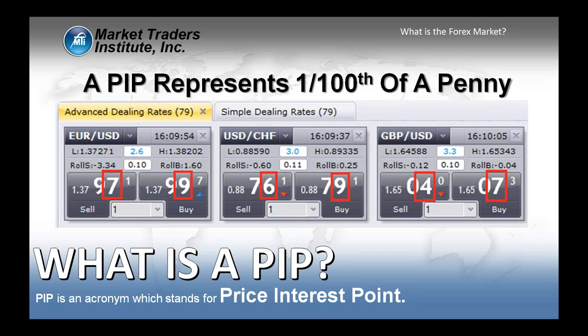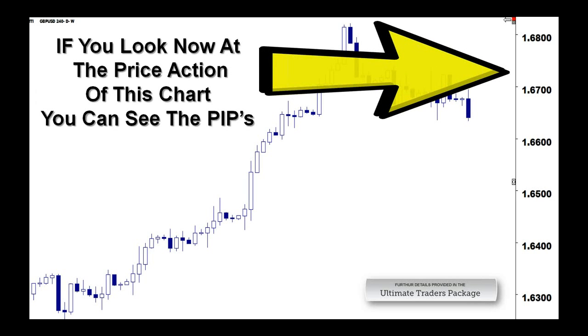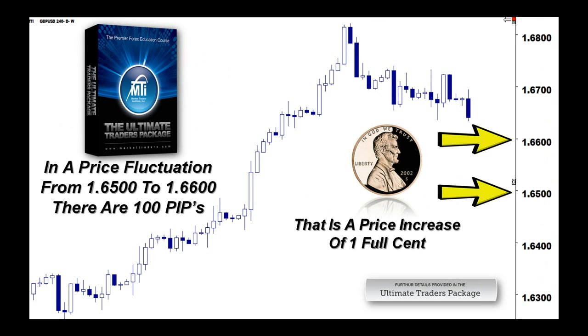Perfect. So as I start showing you the way that this works now, you're all going to have questions about the way you can personally do this. If you look now at the price action of this chart on the right-hand side of your screen, you can see the pips. The pips are represented in the final 2 digits of these numbers. In a price fluctuation, if the market were to move from 1.65 to 1.66, that is a 1 full cent increase. And at the same time, in the Forex market, that is a 100 pip increase. Does everyone understand that part?